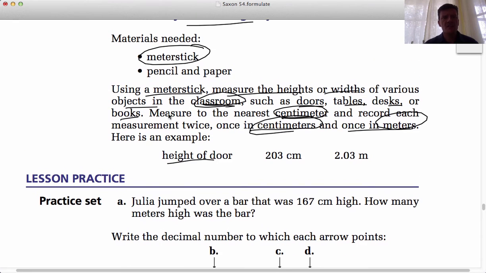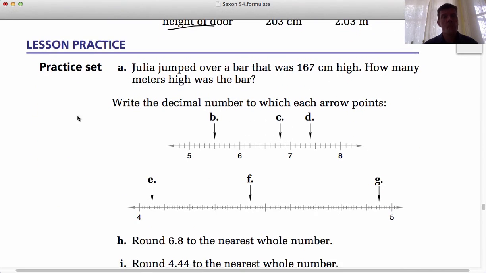Also, sometimes we take multiple measurements and we take the average of those, because sometimes the measurements may not be as accurate as we'd like them to be. So sometimes we take multiple measurements and then take the average of those to get a better idea.